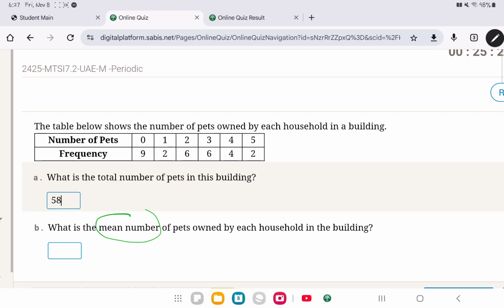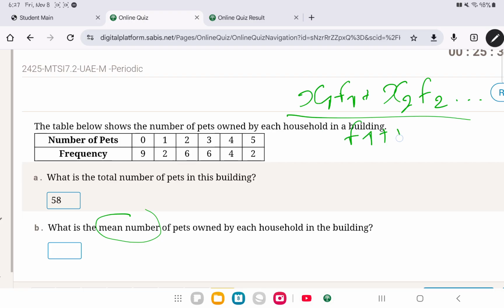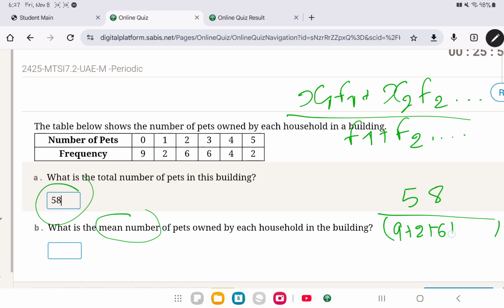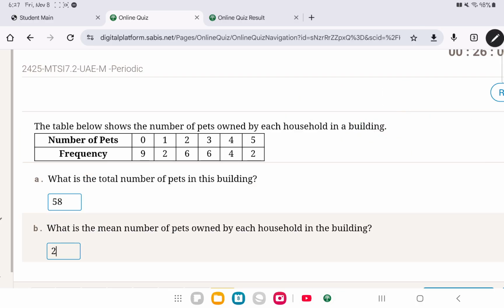We have 2 tables. You can either do it as x1 f1 plus x2 f2, okay, or over the total frequency. Or, since we found the total number, which is x1 f1 plus x2 f2, etc., the total number is this, we can very simply divide it by the frequency. So it's going to be 58 divided by the frequency, which is 9 plus 2 plus 6 plus 6 plus 4 plus 2. So 58 over 9 plus 2 plus 6 plus 6 plus 4 plus 2, you are gonna get 2. So the mean number of pets owned by each household in the building is 2.